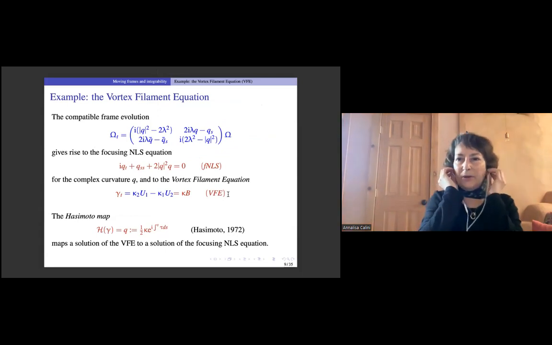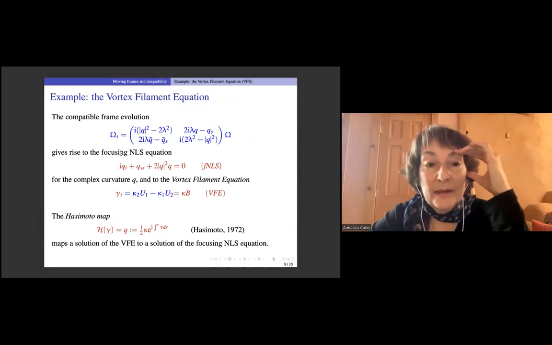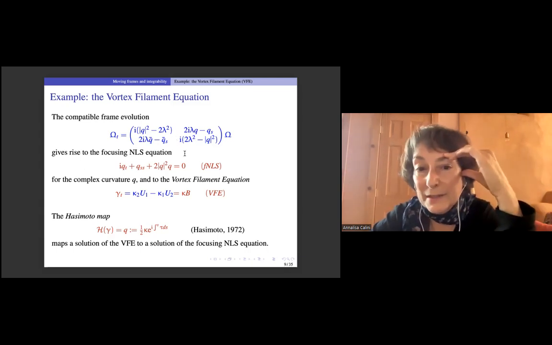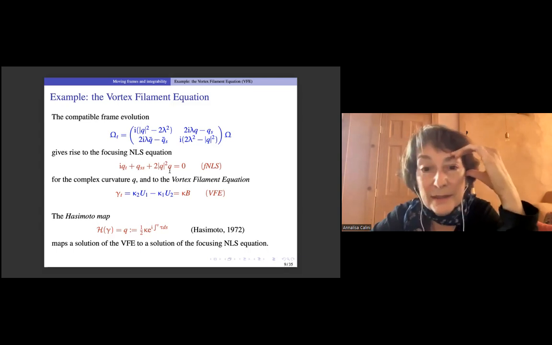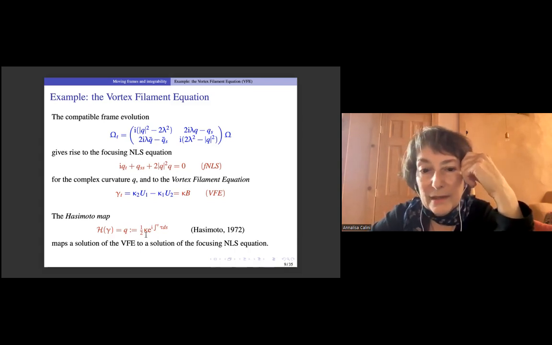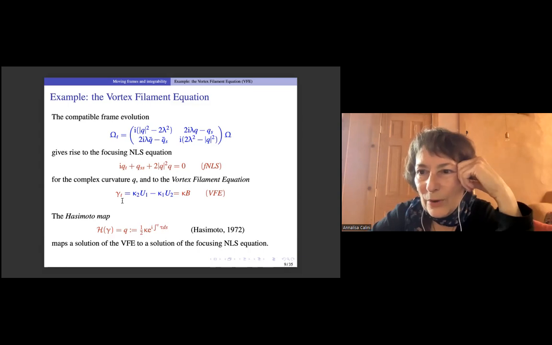And here is the example. If I adjoin this evolution of the frame, which again, you will recognize as the temporal part of the AKNS system for the focusing NLS equation, you're going to come up with this famous PDE for the complex curvature, I would call it. Remember, your Q is encoding the curvature of the curve and the torsion of the curve. So evolution of the frame corresponds to an evolution of the curve itself.